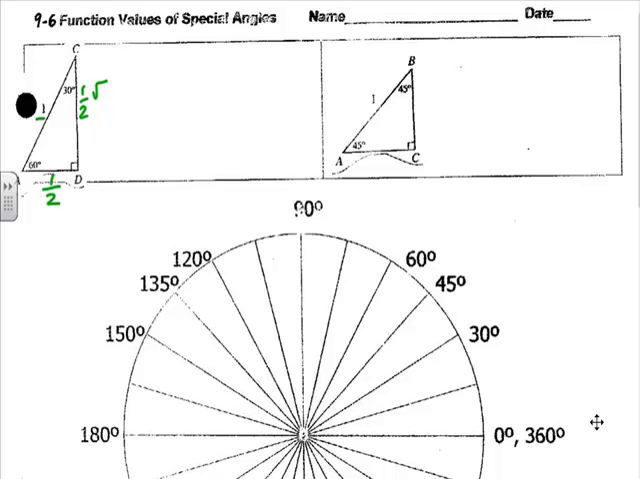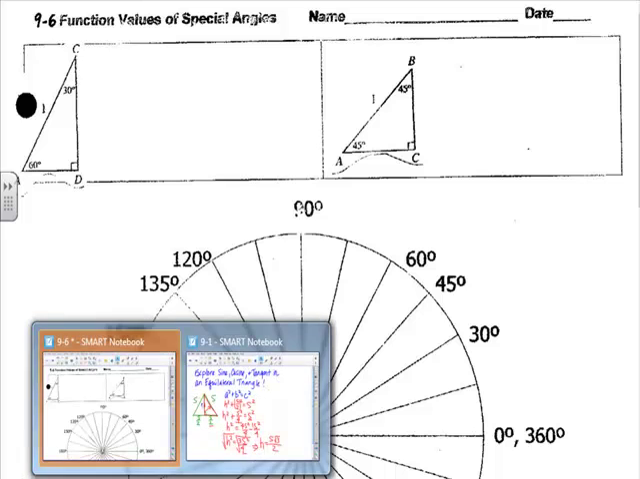Okay, trig students, section 9.6, function values of special angles. So, we actually met the 30, 60, 90 right triangle all the way back in section 9.1. I'm just going to flash this up for you.